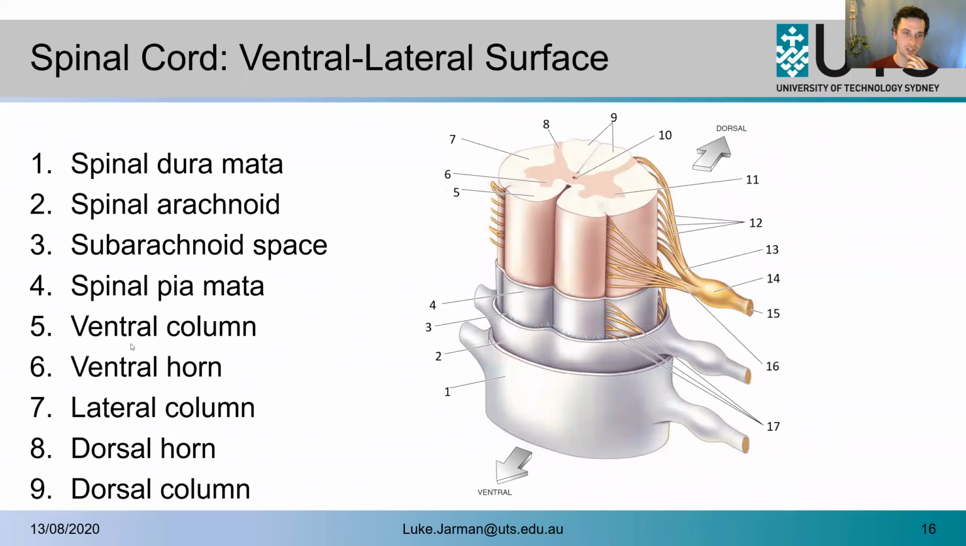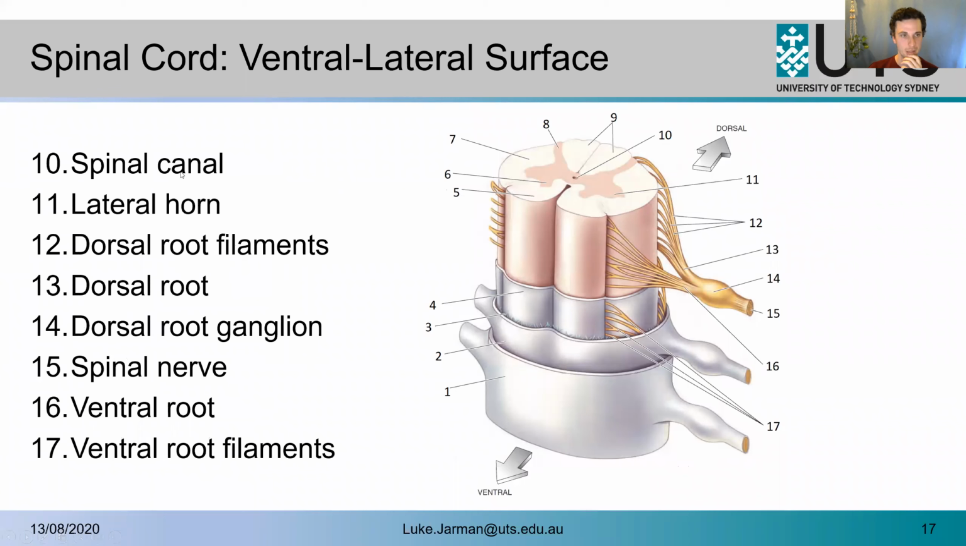5 is looking at your ventral column. 6 is your ventral horn, and 7, 8, and 9 are looking at your lateral column, your dorsal horn, and your dorsal column. Then you've got these two arrows here that are indicating where ventral and dorsal are in relation to each other. Moving on, at 10 you have your spinal canal, then your lateral horn. Then you have your dorsal root filaments, your dorsal root, and your dorsal root ganglion.